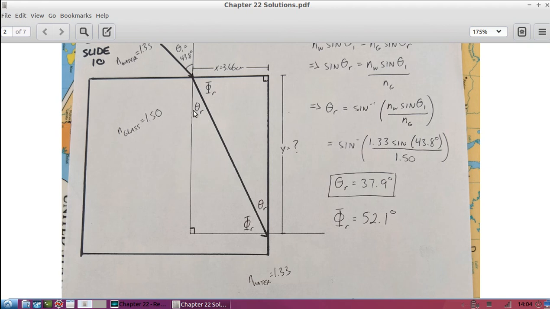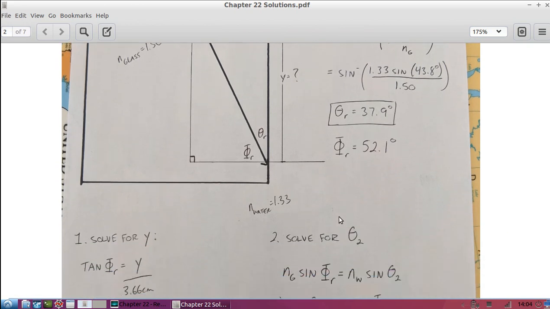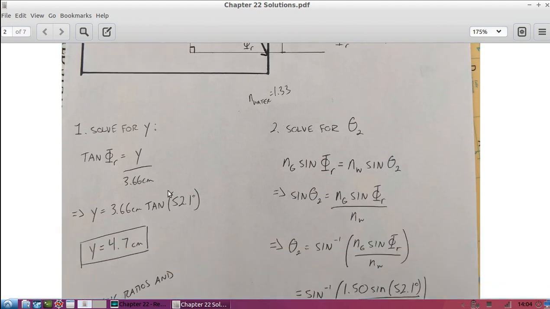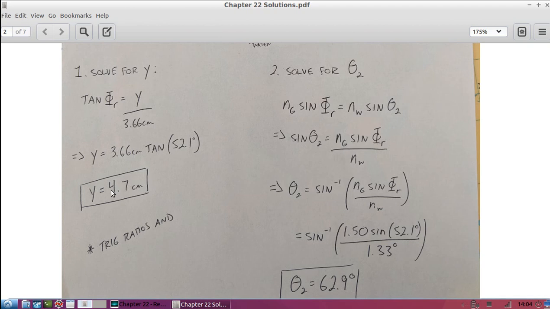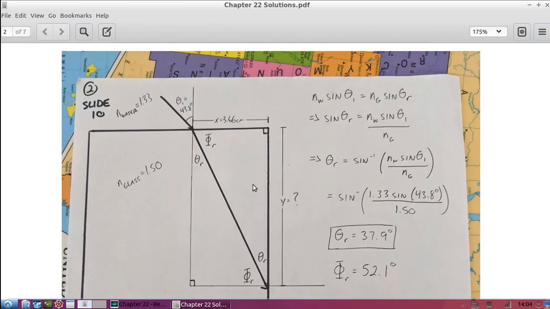It's the complement of theta refracted. 90 minus 37.9 degrees is 52.1 degrees. So I'm going to use phi sub r and the tangent function to solve for y first. So tangent of phi sub r is y over x. Solve for y, multiply both sides by 3.66 centimeters, and plug in 52.1 degrees for phi, and I get 4.7 centimeters. Okay, so that's y.